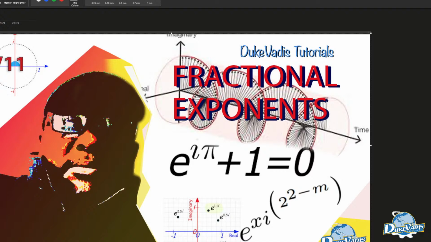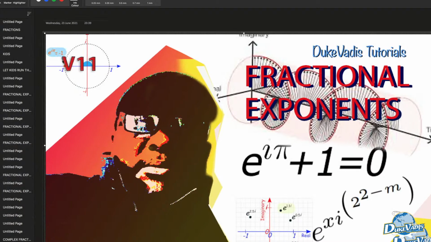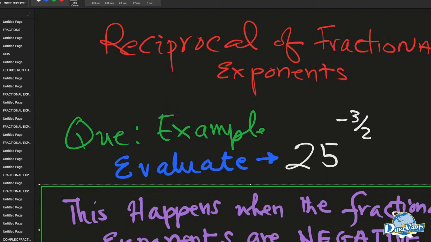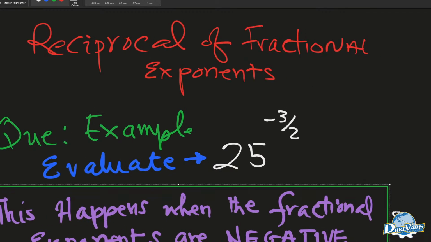So far, in all the ones we've done, we've seen fractions sitting on top of our variables. So now let's talk about fractional exponents in a different vein. What do you see on the board? Today, we are going to talk about the reciprocal of fractional exponents. Our simple example, as you can see here, is 25 raised to the power negative 3 over 2.